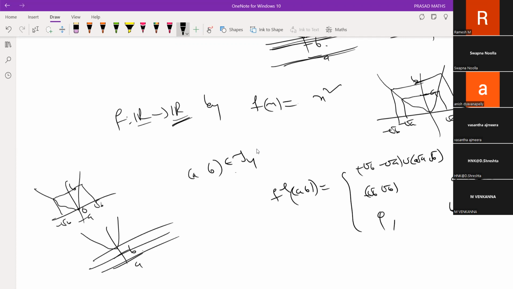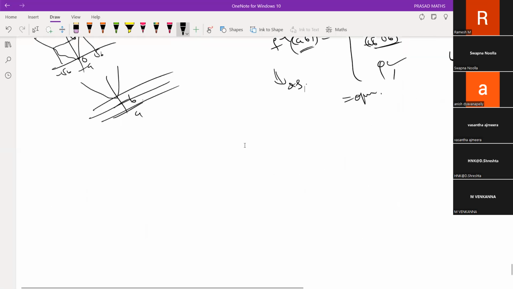It is a basic open set with respect to the usual topology. A union of open sets is always open. The empty set is always open. So in all cases, it's open. So the inverse image of a basic open set is open. Hence it is continuous.